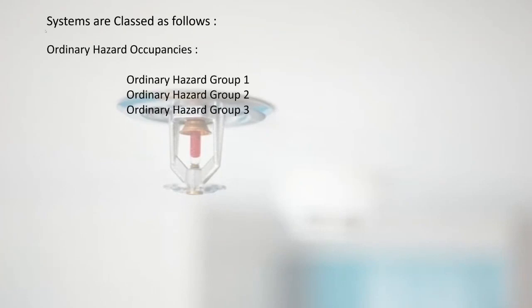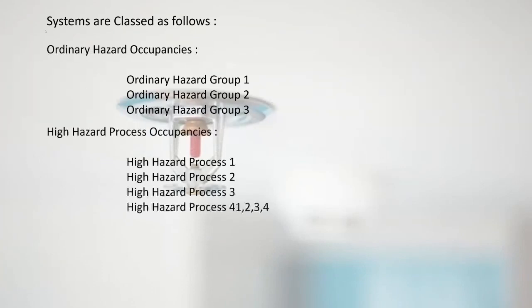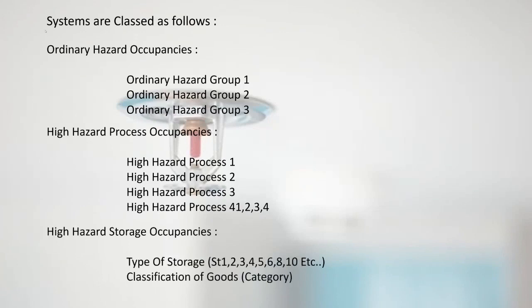So for instance, these can relate to hazard classifications or hazard occupancies. So ordinary hazard group 1, ordinary hazard group 2, ordinary hazard group 3. Then you get high hazard process. And that goes high hazard 1, 2, 3, and it's actually 4. Then high hazard storage occupancies, and that all depends on the types of storage. That's ST1, which is block storage, ST4, which is palletised racking, etc., etc. Now that's all detailed out in TB 234.